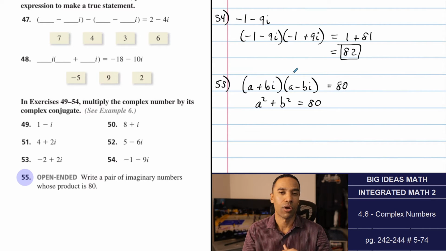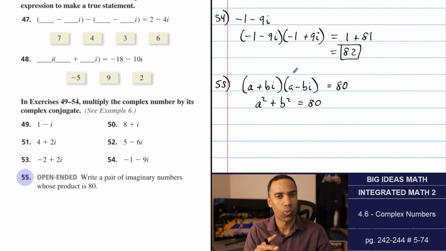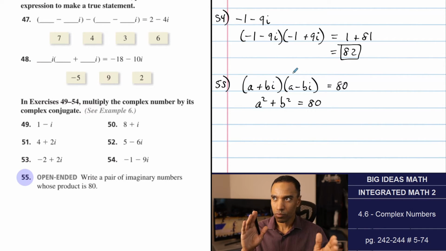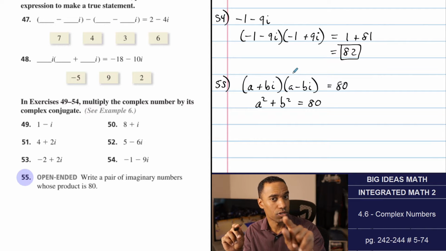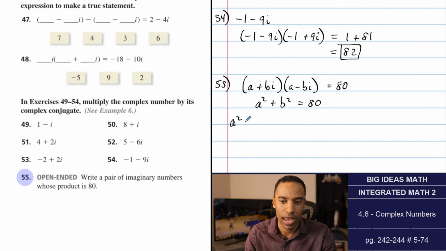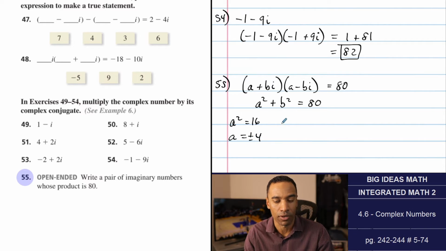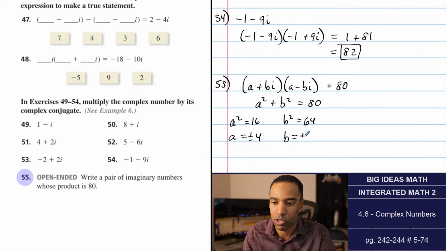Now, we could go with the irrational route. I'm trying to think, are there any two perfect squares that get me 80 straight up? 1 plus 79, no. 4 plus 76. I'm going upwards. 9 plus 71, 16 plus 64. 16 plus 64 works. So if a squared is 16, then a is plus or minus 4. You can use either number, that doesn't matter. B squared is 64 and b is plus or minus 8. This is why it's really open-ended.